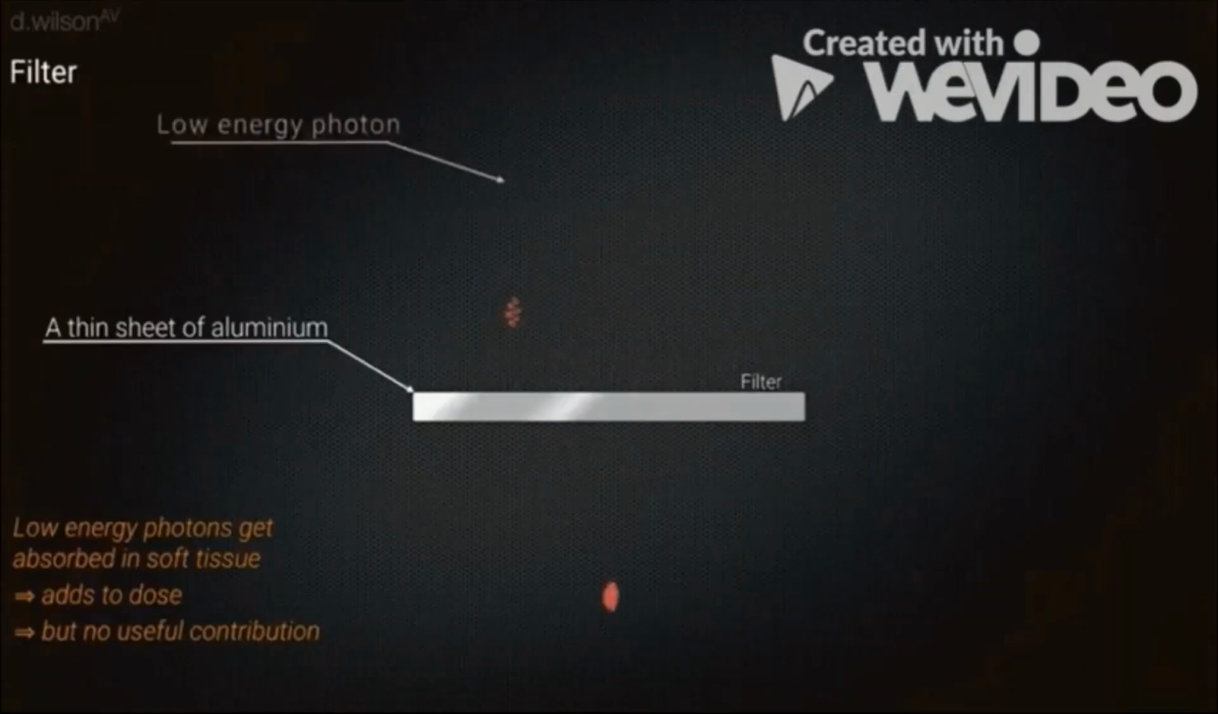Now comes the role of the filter. As we saw earlier, it is connected to the bottom of the lead shielding. It is a thin sheet of aluminum. Its purpose is to absorb the low energy photons, while the high energy photons will get through the filter and won't be blocked.